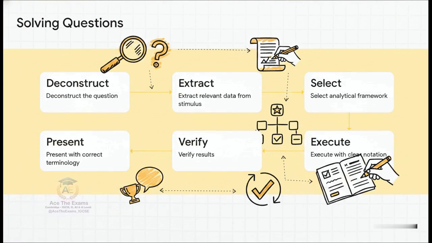Okay, let's look at this non-negotiable 6-step checklist. Step 1, deconstruct the question. What's the actual command? Step 2, extract your data. Step 3, select your framework. Step 4, execute with clear notation. Step 5, verify, and Step 6, present it correctly. When students hit a massive roadblock with sentence connections, following this exact sequence rescues the flow. It drastically reduces careless errors.